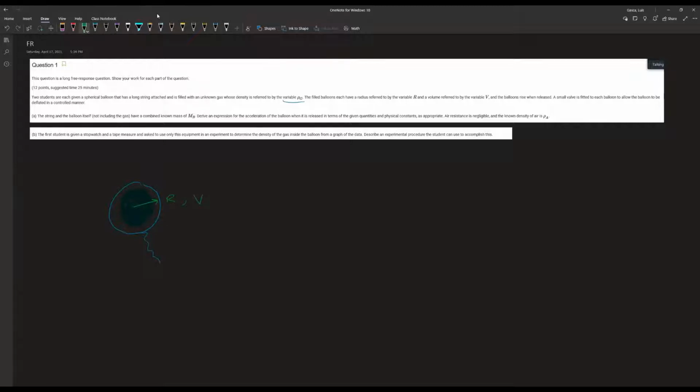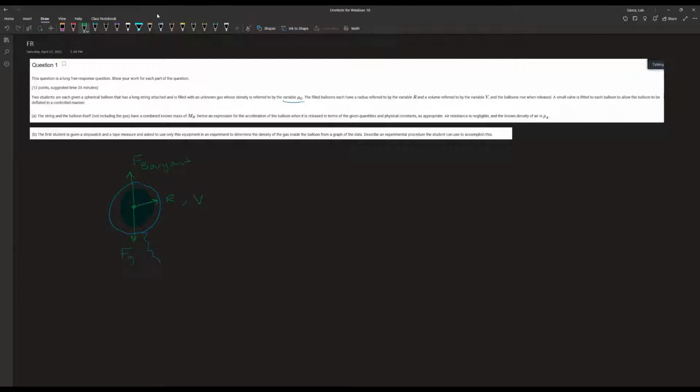When we draw our free body diagram, we have the force from the air, the buoyant force. So even though it's not in water, because this balloon has less density than the surrounding air, there will be a buoyant force acting on it. So here, and then we have the gravitational force pulling it down.